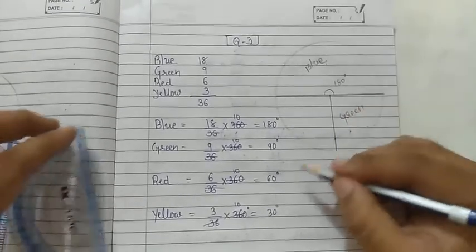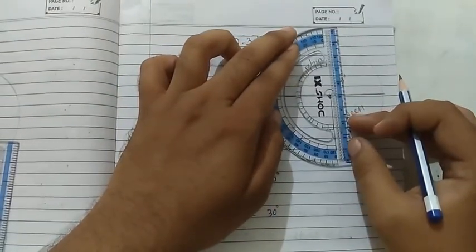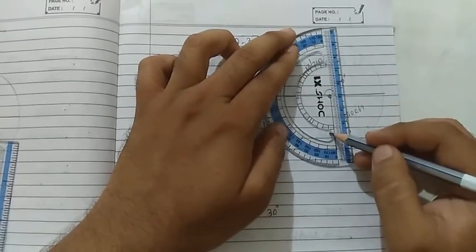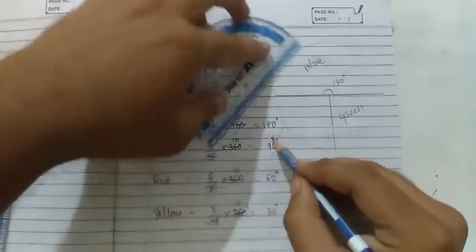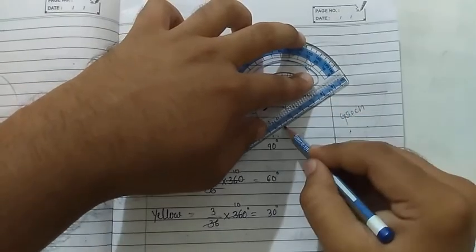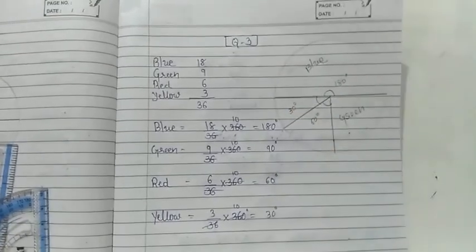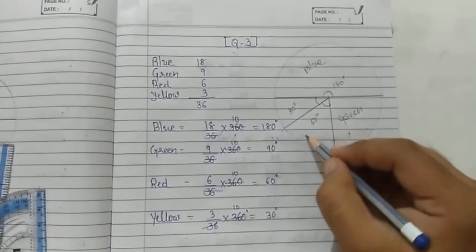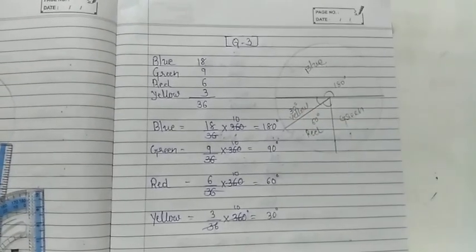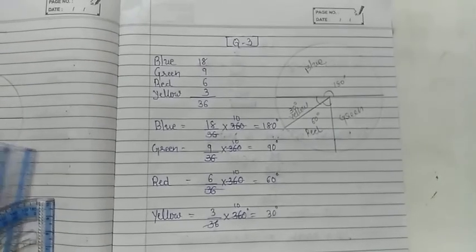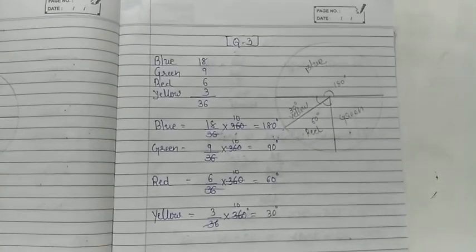Now red is 60 degrees, so from here, 60 degrees over here. So the remaining is 30 degrees. Here our pie chart is ready. 60 degrees is the red one and 30 degrees is yellow. Like this our pie chart is ready. You have to draw this pie chart with the help of a scale, protractor and pencil.